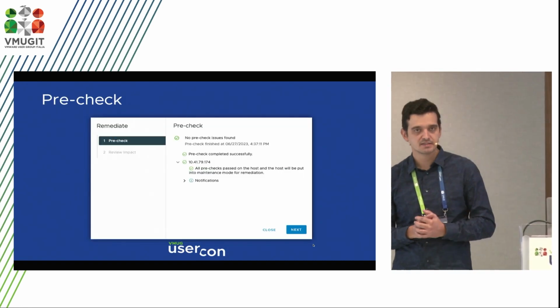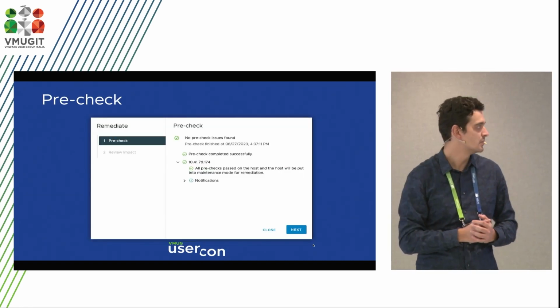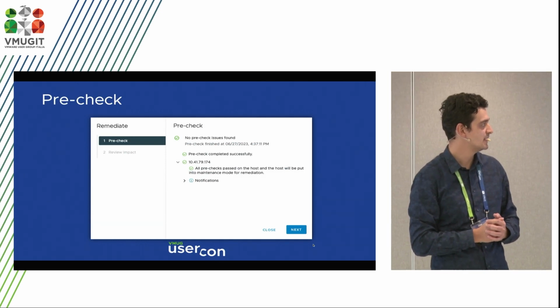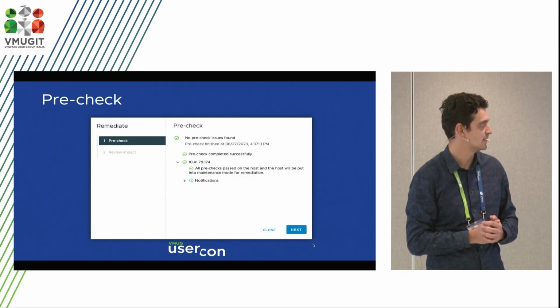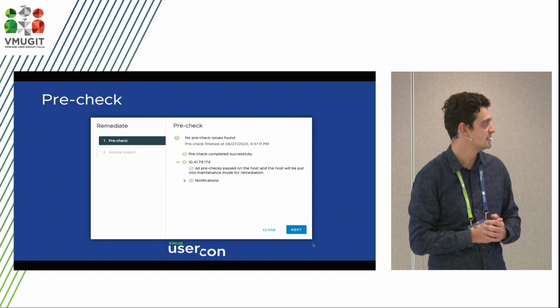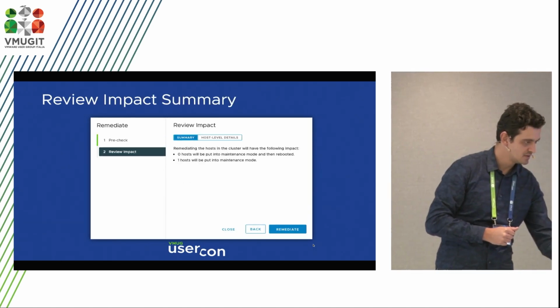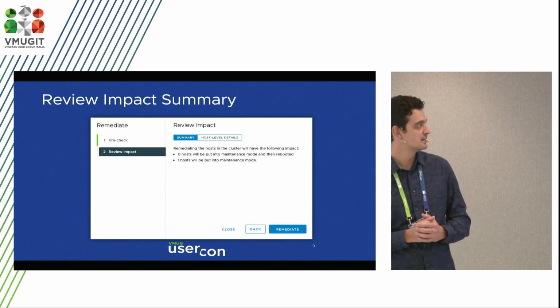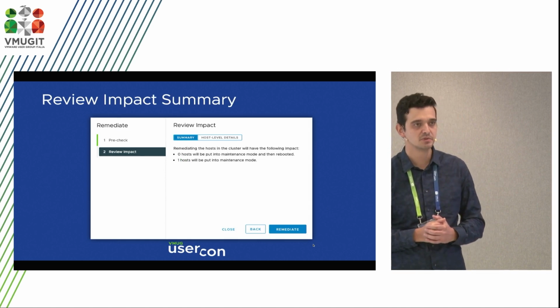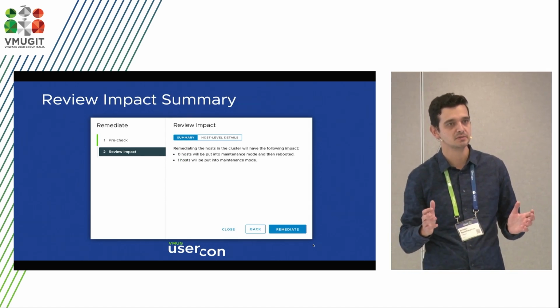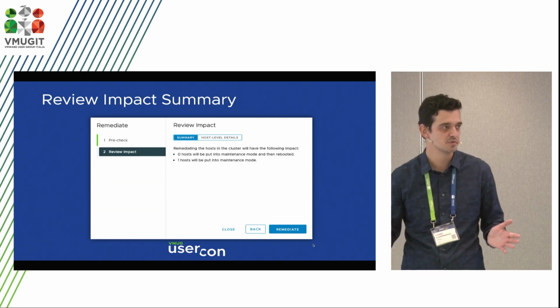After this, the next step is running the pre-check. So the pre-check will contain information on what will be the impact of applying this configuration on the hosts. There is a summary and host level details. Summary will give you the high level information. How many hosts are there? How many hosts will be put into maintenance mode? How many hosts will be restarted?